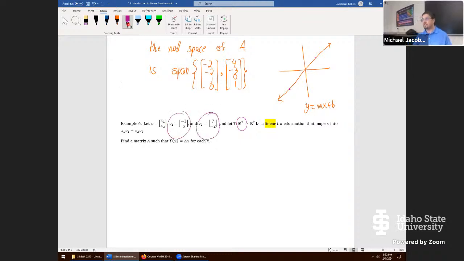You just need 2 vectors. You need to know how they map. Here's how they map. And that's enough for us to specify everything about the linear transformation T. We can come up with that formula, come up with its standard matrix just based off this information, which is the same as grabbing 2 points and coming up with y equals mx plus b.